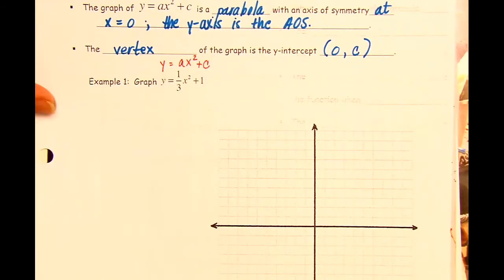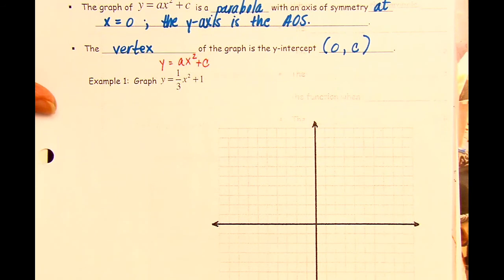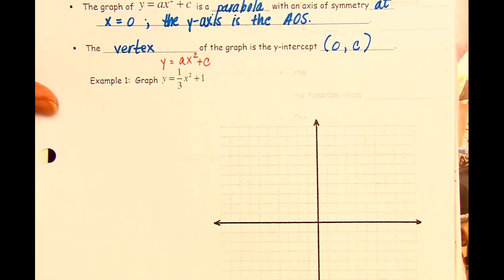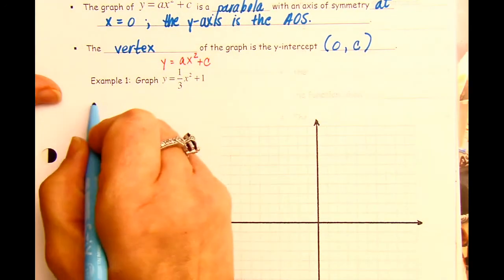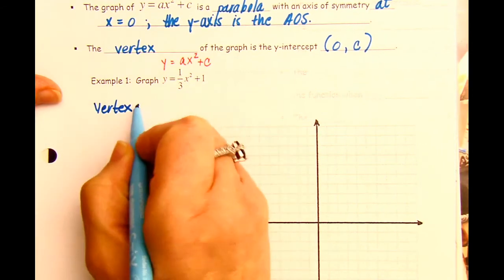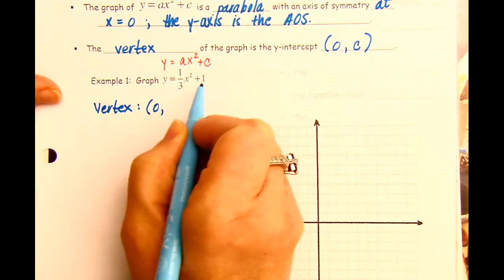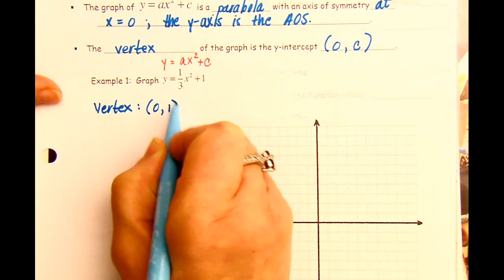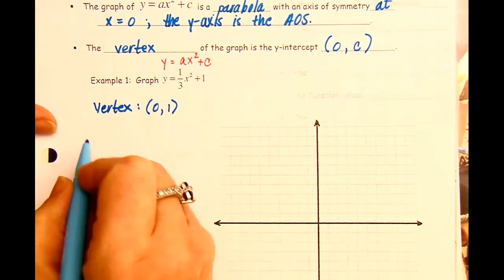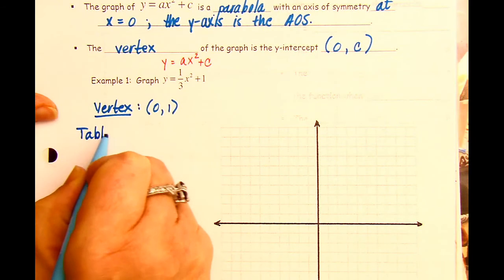All right, so our directions are to graph y equals 1/3 x squared plus 1. The very first thing you have to do is find the vertex. So the vertex here, remember, if there's no middle term, it's always 0, whatever the constant is, 1. Then we're going to make a table of values.